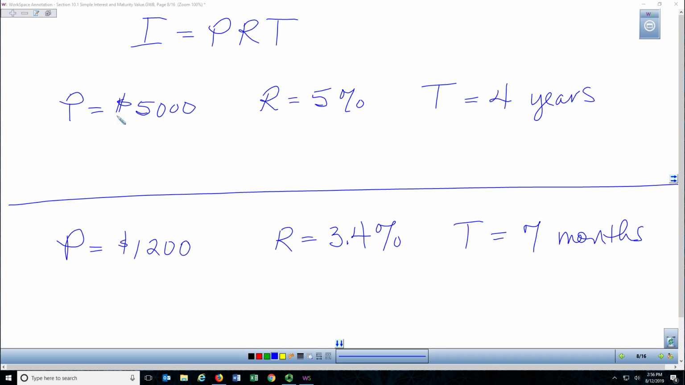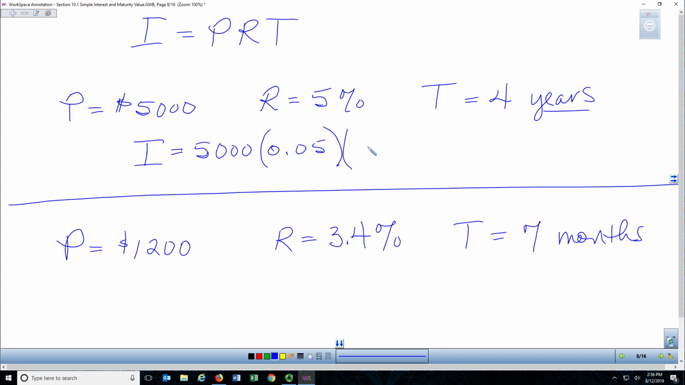I have P, R, and T given to me. And so that means I don't know what I is. So I'm going to be finding I equals P, which is 5,000, times, and R needs to be changed to the decimal form. And this is years, so I don't need to worry about a fraction. I just put the 4. And it doesn't matter whether you use parentheses or times signs. So I'm going to multiply straight across. And the interest is $1,000.